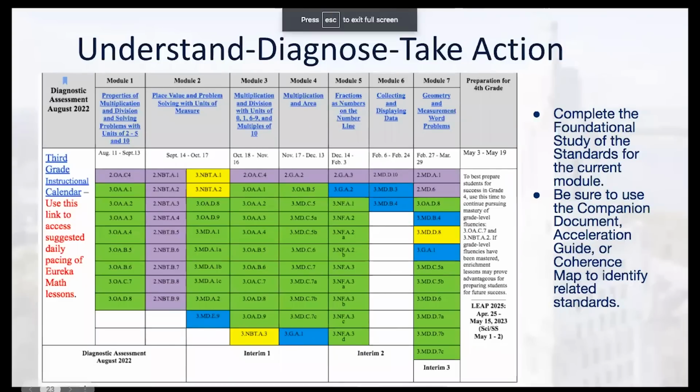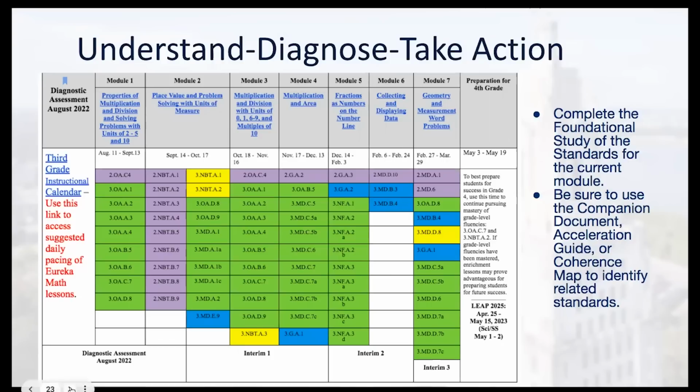So, keeping in mind that understand, diagnose, take action, I want to make sure I call your attention to some of the resources you can use to help with that take action component. So, you recognize this as the scope and sequence document for third grade. And remember, we've been talking about module 4, and we see that those standards in question are green. So they're all major content standards.